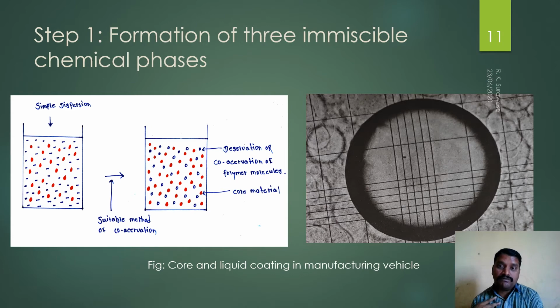So as per the physicochemical properties of the core material, it depends. Suppose I want to follow the temperature change coacervation approach, and my drug is highly sensitive to temperature or heat, so we cannot follow. So it requires a thorough study of the physicochemical properties of the core material as well as the coating material and vehicle phase, and then only you can decide which is suitable. Therefore this suitable method of coacervation is important. And then a dissolution or coacervation of polymer molecule and core material. So this is the first step, core and liquid coating in manufacturing vehicle phase.